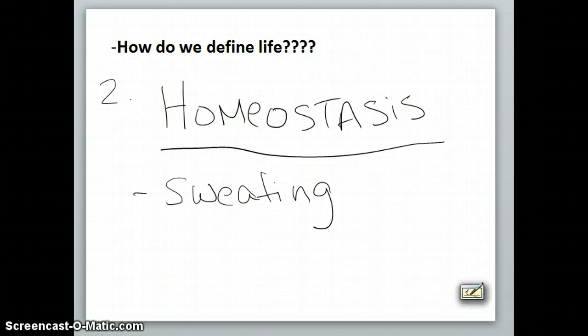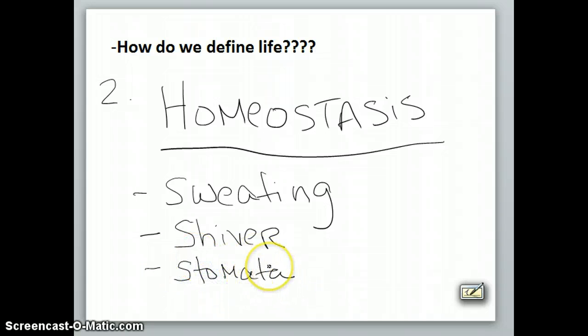When we shiver, that also raises our core body temperature. But there can be other things. It can be, for instance, plants. If they get too hot, they're going to close stomata. You can have amoeba in a pond. They're going to turn away from pollution. They're going to turn away from water that's too acidic. All of that is sort of to protect the cell, to protect life. That's maintaining homeostasis. And that's going to bring us to number 3, which kind of goes along with this.